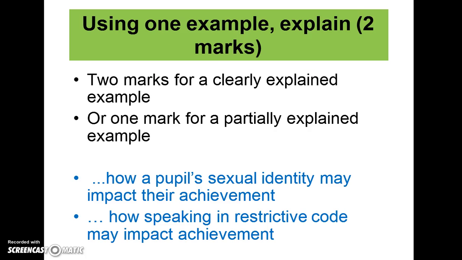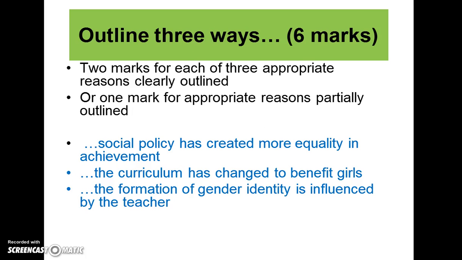The next type of question is a 2-mark question as well, and it asks you to use one example and explain. So you get 2 marks for a clearly explained example. So the example has to be appropriate and it has to be explained well. Or you get 1 mark for a partially explained example, so where you really haven't quite hit the nail on the head, but it is relevant. So use one example, explain how a pupil's sexual identity may impact their achievement. Or you can choose to use one example, explain how speaking in restricted code may impact achievement.